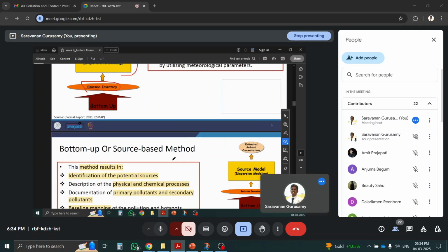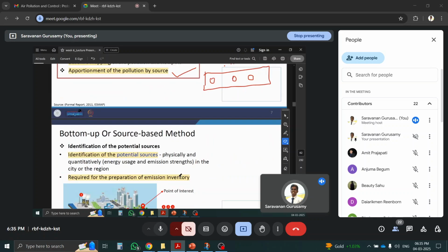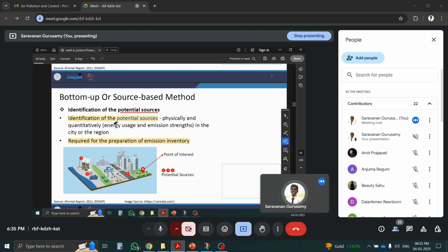So the first step is identification of potential sources and their physical and chemical processes, how it is forming into secondary pollutant and how it is disposing. Then if I know the baseline map, then apportionment of pollution by different sources I can give. So if I know domestic is this much and industries this much, open burning this much, then I can calculate with the total pollution source, and I can have the percentage levels. So how to identify the potential sources? It's by physical and quantitative analysis required for the preparation of emission inventories.